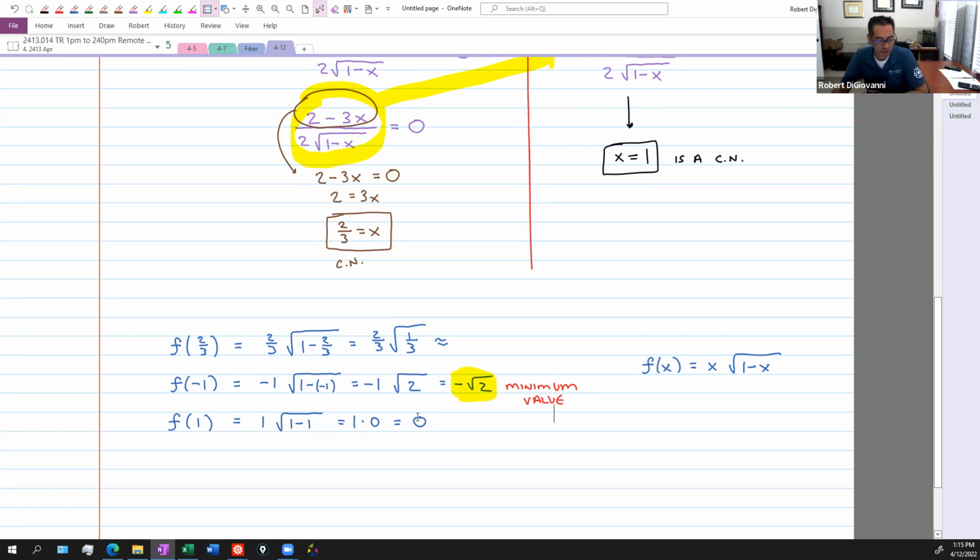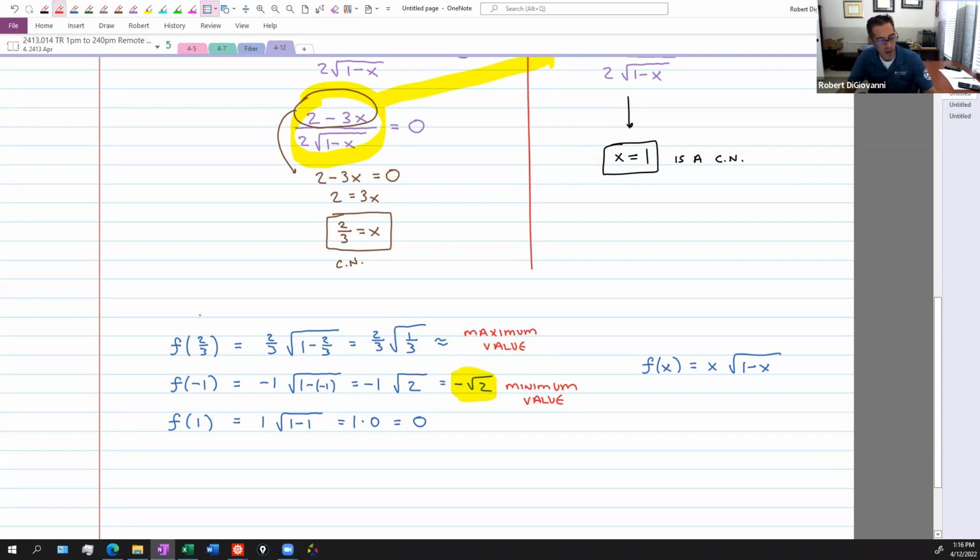And then I have 0, and then this number up here is a positive number, right? So it's definitely bigger than 0. So this has got to be my maximum value. So the goal of the problem was to find what is the maximum value? What is the minimum value? So the maximum value is whatever this number is. The minimum value is this, -√2.